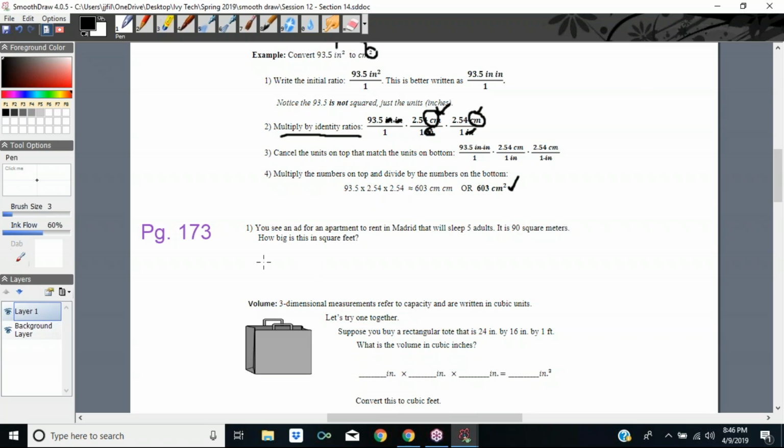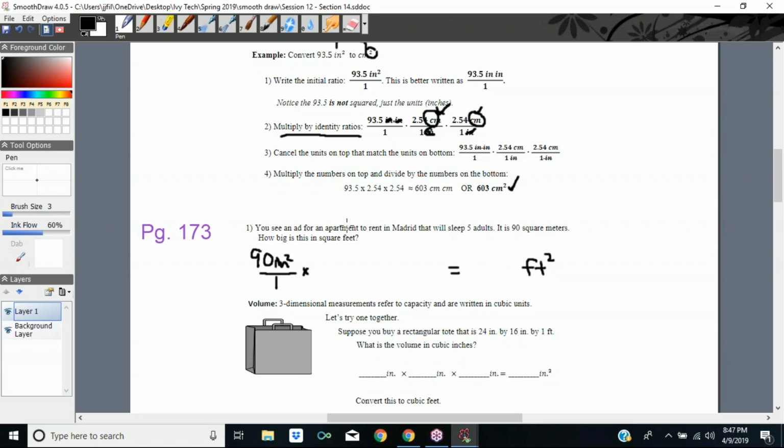So let's look at this example on page 173. It says, you see an ad for an apartment to rent in Madrid that will sleep 5 adults. It is 90 square meters. How big is that in square feet? Because here in the US, we talk about square feet pretty often. So 90 square meters is 90 meters times meters. We're going to have to change from meters into feet, and we're going to have to do that with 2 conversions, or more.